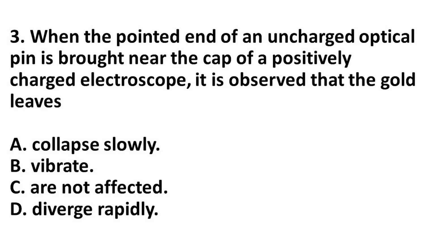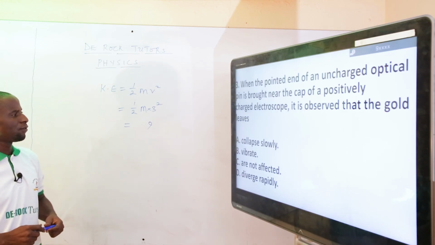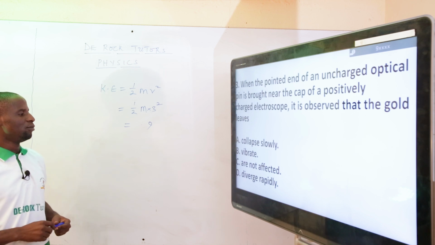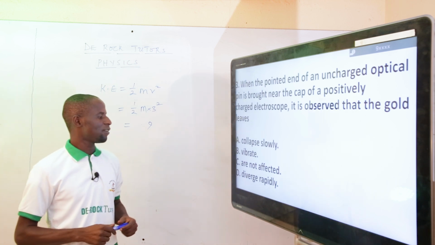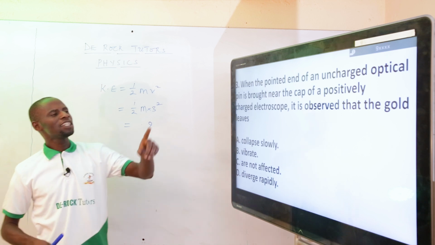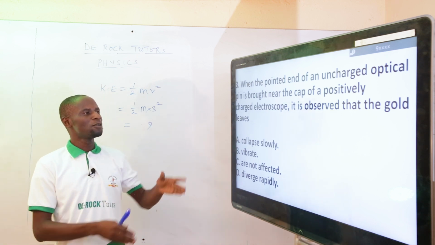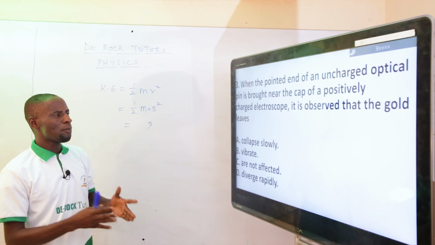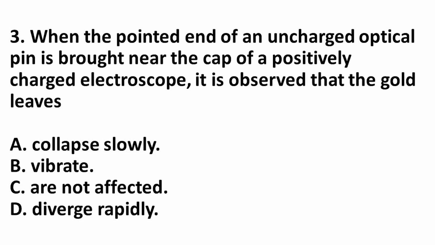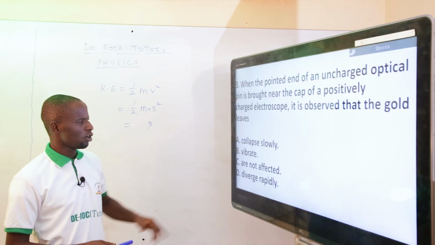The next question, when the pointed end of an uncharged optical pin is brought near the cap of a positively charged electroscope, it is observed that the gold leaf: A, collapse slowly, B, vibrates, C, are not affected, D, diverge. Whenever the charge on the body is different from the charge of the electroscope, the divergence of the leaf will be much. Looking at the question very well, the body is uncharged and is brought near a positive charge. That means the divergence will decrease. So the correct option is option A.